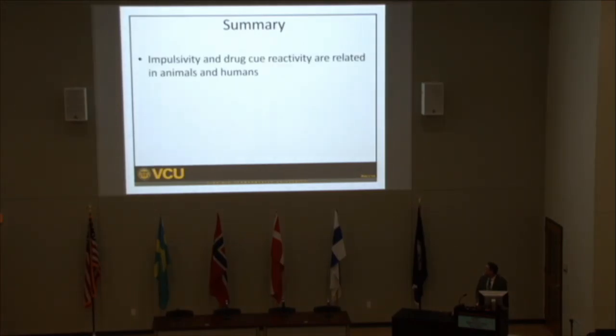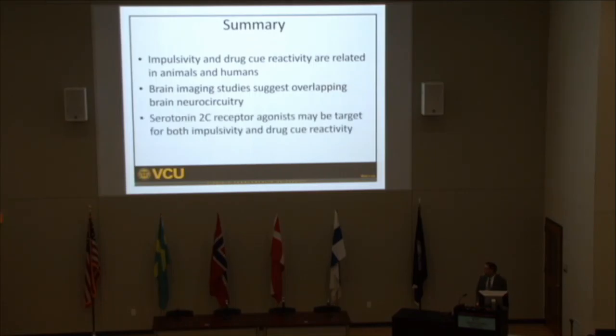So in summary, I hope I've given you some evidence that impulsivity and drug cue reactivity are related in both preclinical and clinical studies, that brain imaging studies suggest overlapping neurocircuitry for these two, and that there is data that 2C receptor agonists, and interestingly, 2A receptor antagonists, have similar effects on reductions of both impulsivity and drug cue reactivity. So suggesting that translational research may be a way to move forward for medication development for addictions.